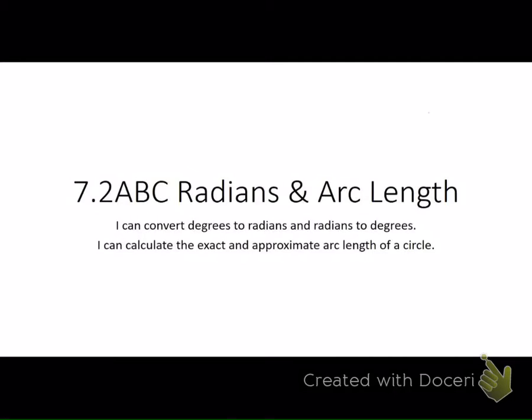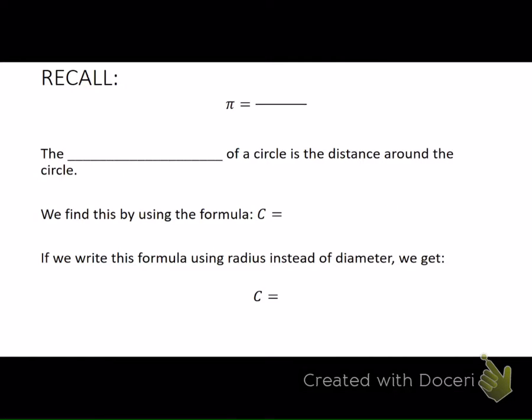Radians and arc length. You guys need to know what those are. First of all, you need to remember that circumference equals pi times diameter, right? Or why did I say divided by diameter? I said times. So pi times diameter. So pi is equal to the circumference over the diameter.